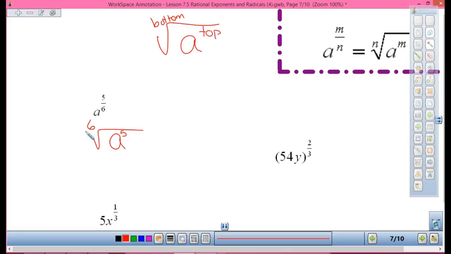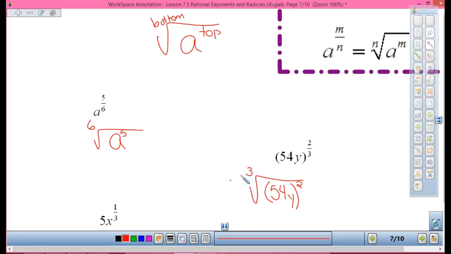Okay? This guy, my 54y has to do what? My 54y has to be in parentheses. If they give you parentheses, leave it in parentheses. Okay, so 54y to the second power, my index is 3. Now be careful, because some of you, your index is kind of looking like a coefficient. Okay, make sure that it's just a little number above your radical, not completely out in front of your radical.